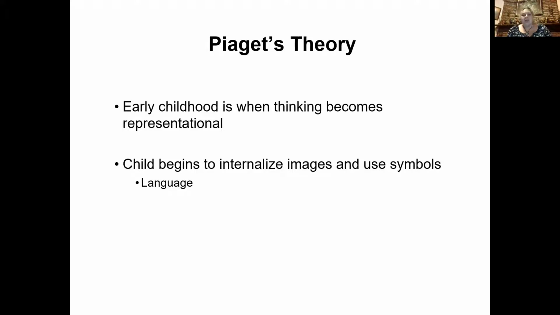According to Piaget, early childhood is when thinking becomes representational. In other words, the child begins to internalize images and use symbols. For example, the use of language. Language is somewhat symbolic because we have certain words that represent concepts, ideas, or specific things.